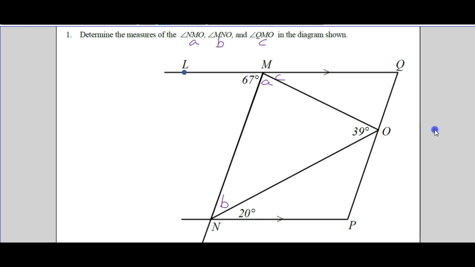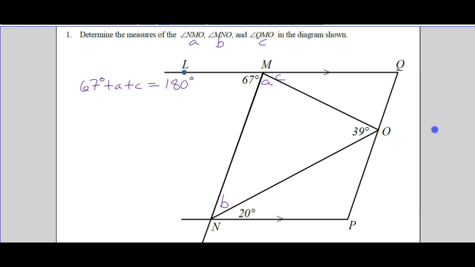So here, let me write something up. I could say 67 degrees plus A plus C is equal to what? 180. Why? Because that forms a triangle. There is no triangle. It's a straight line. Okay, what else can I say?